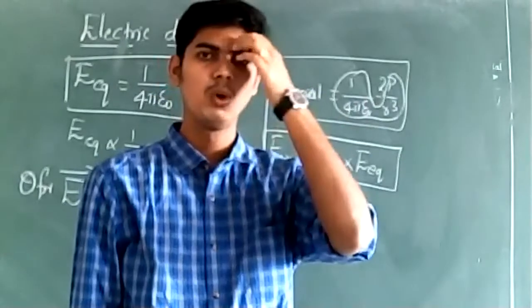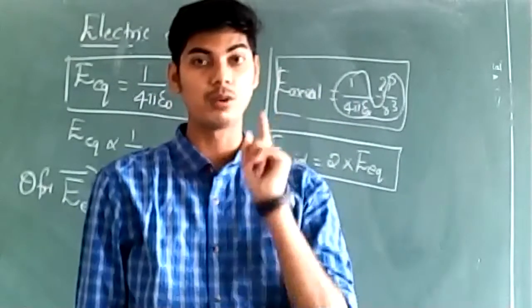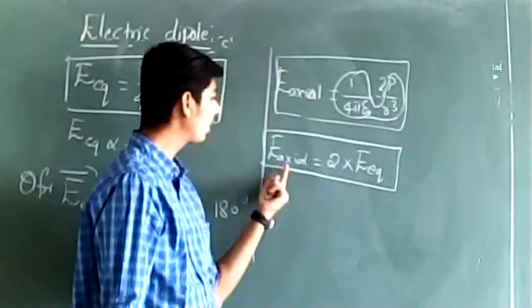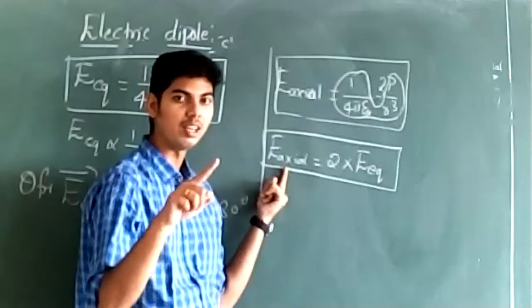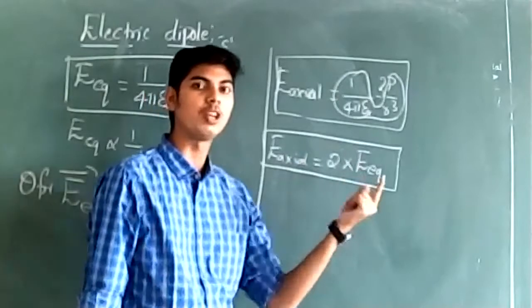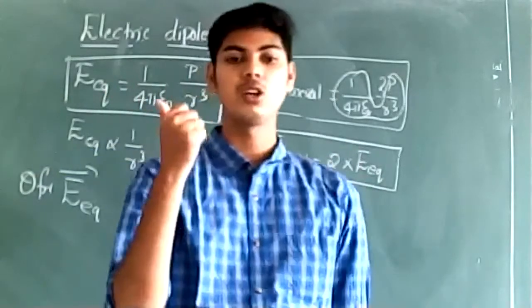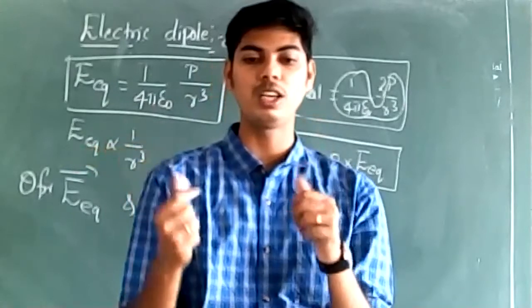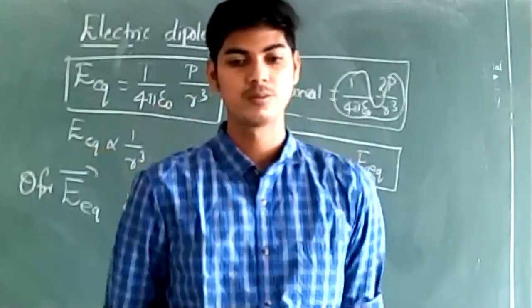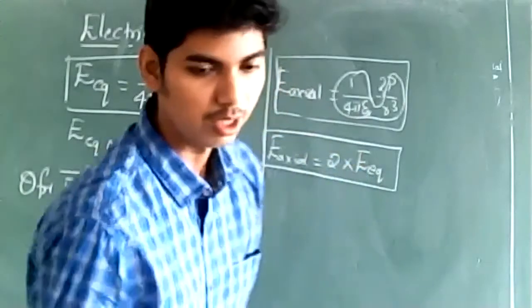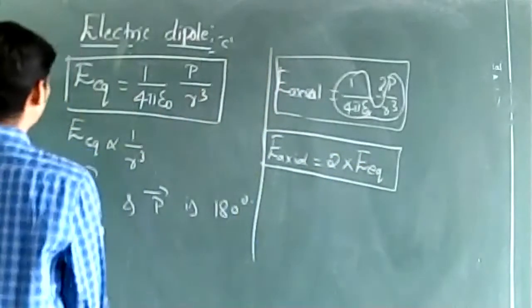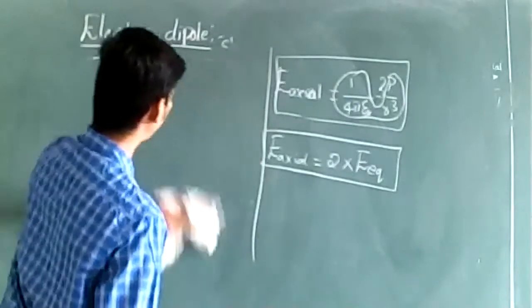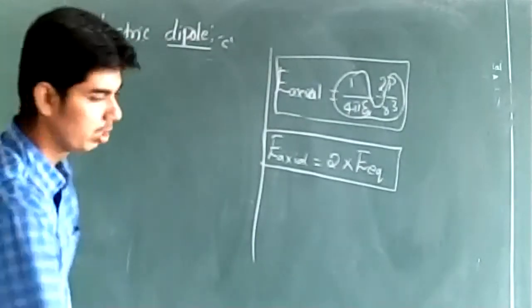Can you tell me what will be the angle between the direction of electric field at a point on axial line and the direction of electric field at a point on equatorial line? What is the angle between them? I will try to write both the points in the same diagram, axial and equatorial line.